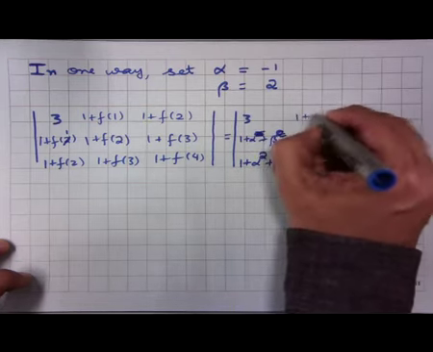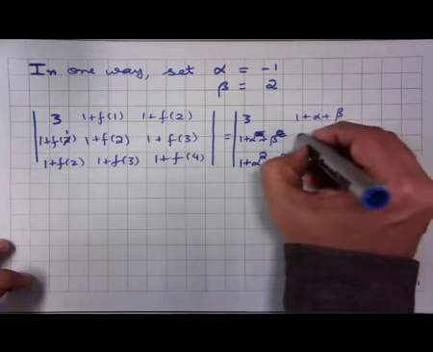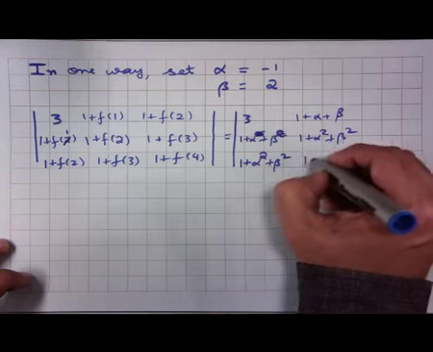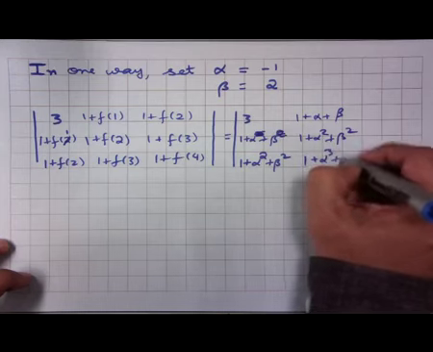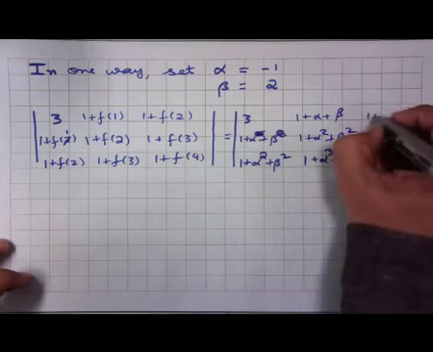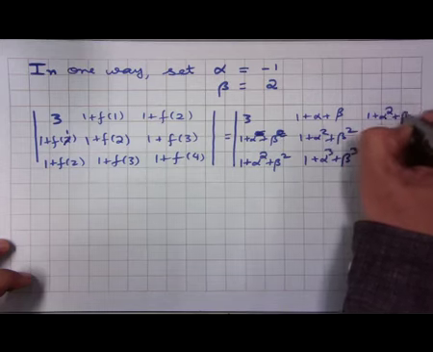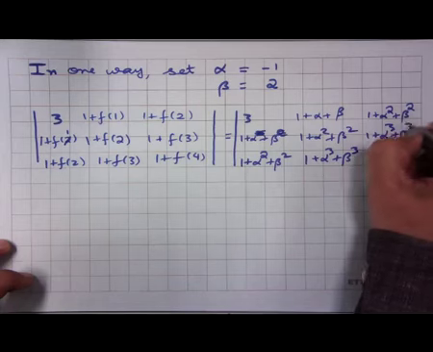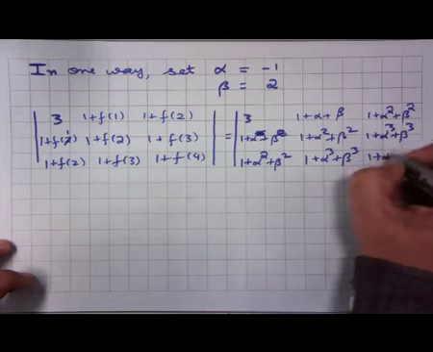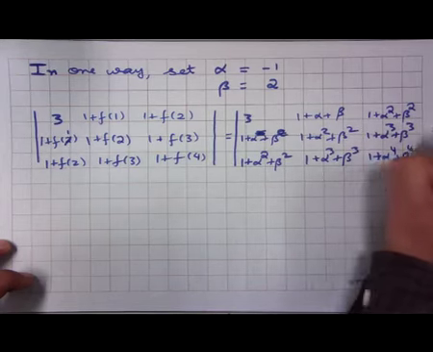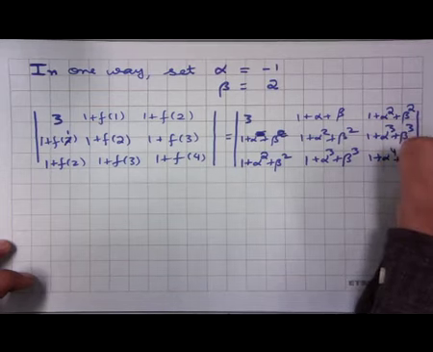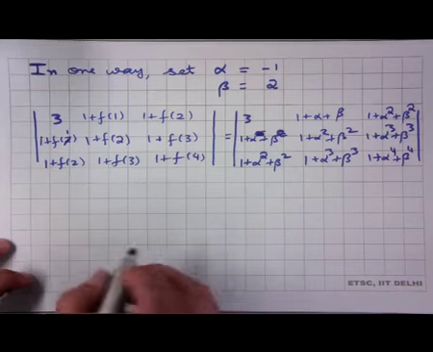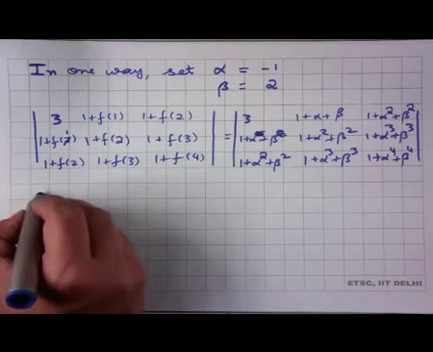Again, this is 1 plus alpha plus beta, 1 plus alpha square plus beta square, 1 plus alpha cube plus beta cube, 1 plus alpha square plus beta square, 1 plus alpha cube plus beta cube, and finally 1 plus alpha 4 plus beta 4. And, you know, there are all these exponents, and then just imagining how to expand this determinant in general, see whether it simplifies, may not be the most straightforward thing to do.